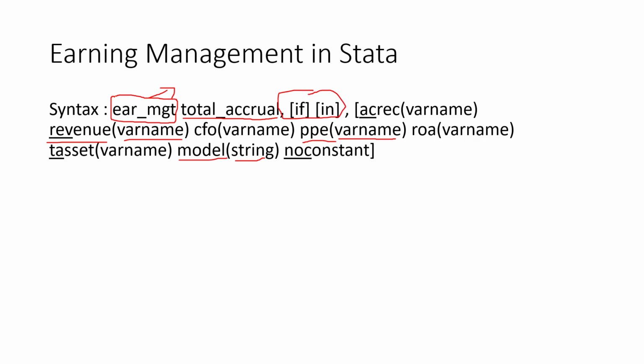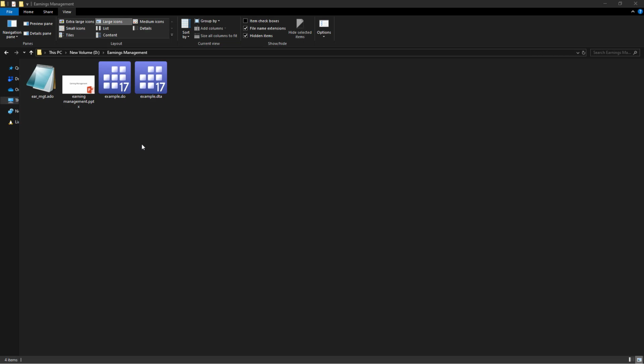Okay, so let's move to Stata and see how we are going to execute this in Stata. So first thing is that when you download that command from the link given in the description of this video, you'd be able to download this ado file. What you need to do is copy this ado file and paste it into your current working directory, and then you would be able to use this command.